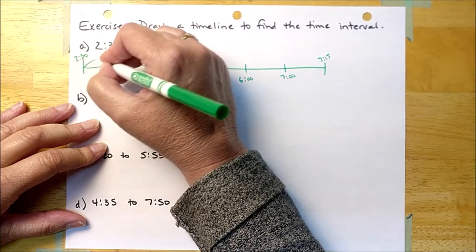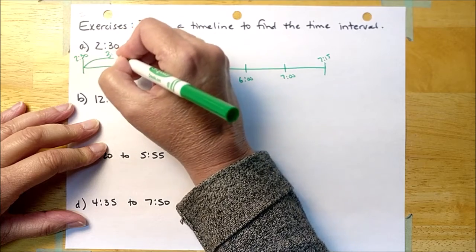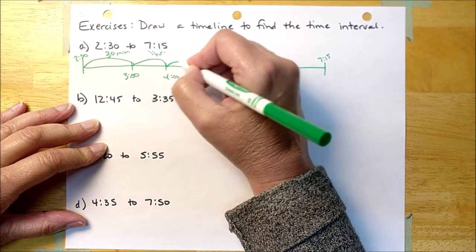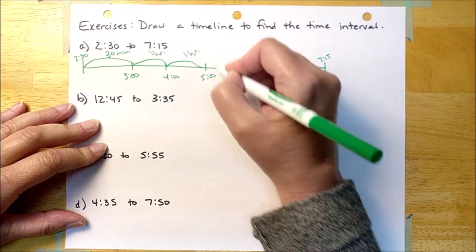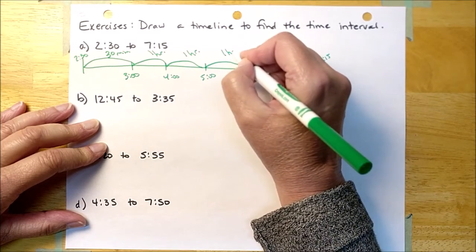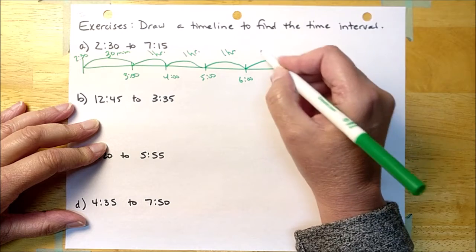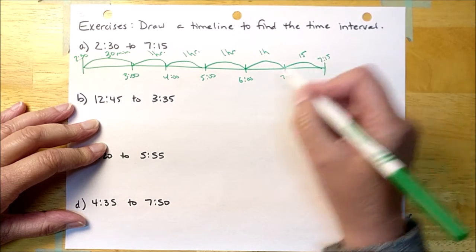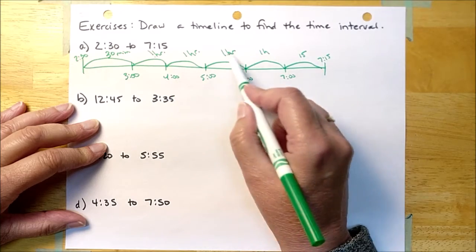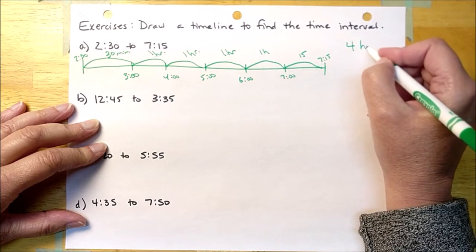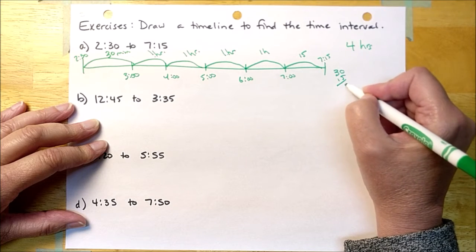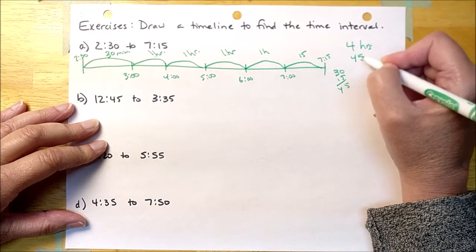So from 2:30 to 3 is 30 minutes. That's 1 hour. That's 1 hour. That's 1 hour. That's 1 hour, and this is 15 minutes. So I got 1, 2, 3, 4 hours, and when I add my 30 and my 15, I have 45 minutes. Hope that's what you figured out too.